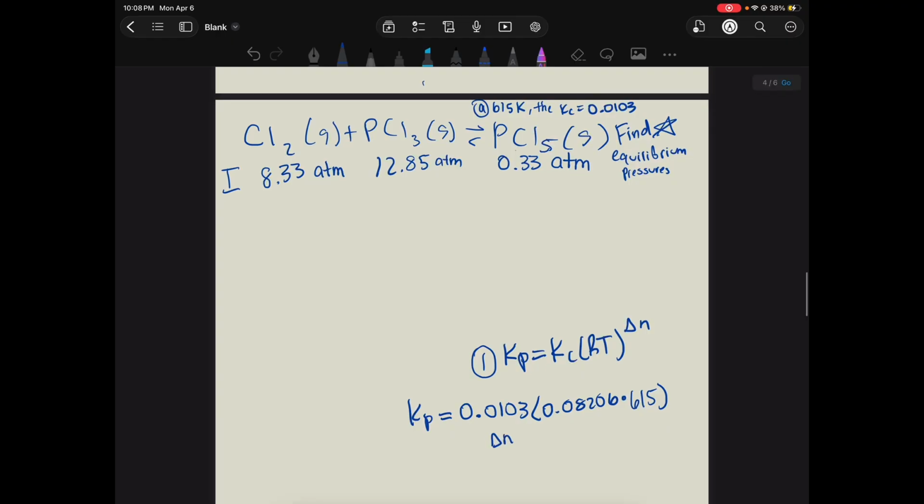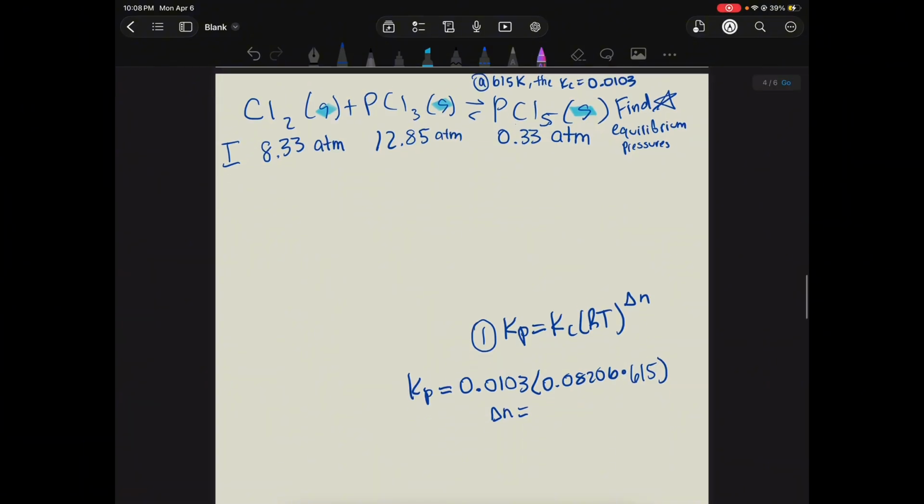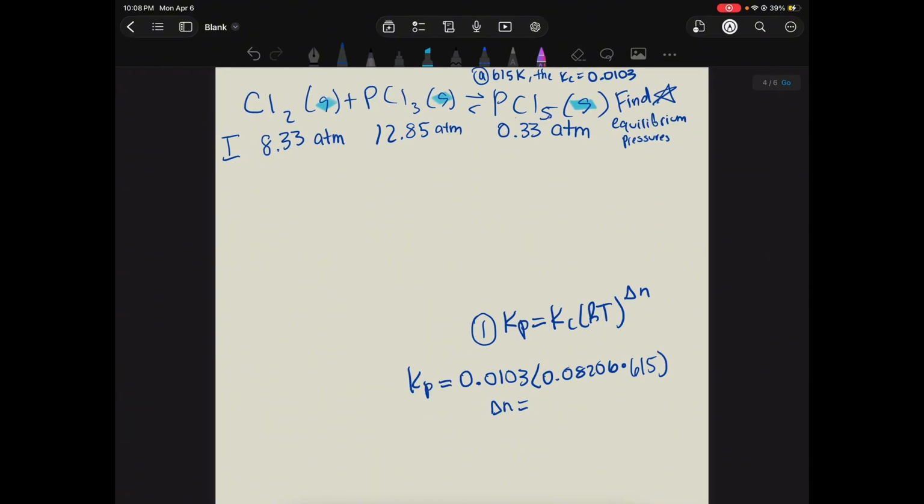Here, delta n is equal to, remember, the product side, which would be here, minus the reactant sides, so here and here. And every value in this expression is given in a gaseous state, so all of the values here are valid. Since there are no coefficients, each one of these terms has a technical coefficient of 1. So on the product side, we only have one value, so it'd be 1, minus on the reactant side, which is 2. So minus 2, which is just equal to negative 1 as delta n.